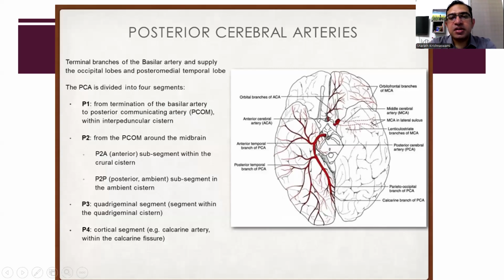The posterior cerebral artery is a terminal segment of the basilar artery, and it gives rise to the posterior communicating artery within the interpeduncular cistern. So here's the interpeduncular cistern. The P2A is the segment within the crural cistern. The P2P is the subsegment in the ambient cistern. And the P3 is the segment of the posterior cerebral artery in the quadrigeminal cistern. And the P4 is the cortical segment of the posterior cerebral artery.